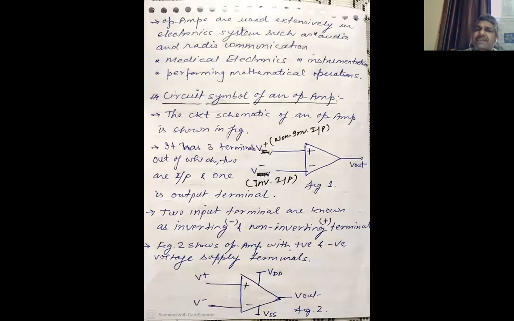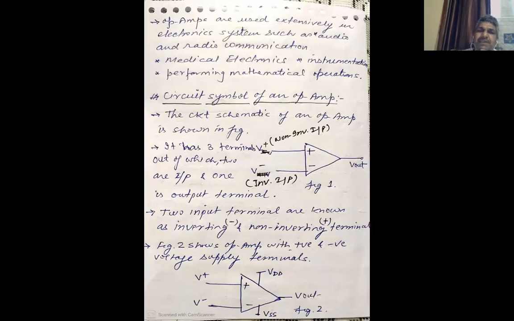Operational amplifiers are extensively used in electronic systems such as audio and radio communication, medical electronics, instrumentation, and performing some of the mathematical operations which we have already covered, that is addition, subtraction, multiplication, and many more.